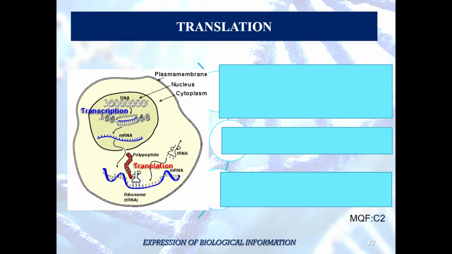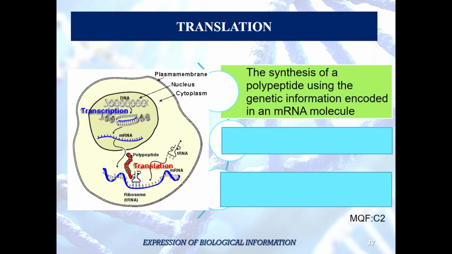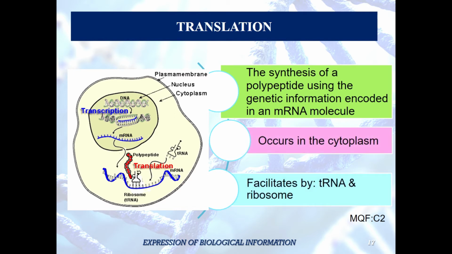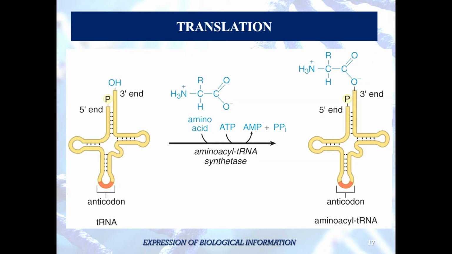Now, we are going to learn further about translation. Translation is a process of synthesizing a polypeptide using the genetic information encoded in an mRNA molecule. The process occurs in the cytoplasm and is facilitated by tRNA in the ribosome. But before translation can take place, each amino acid has to be matched with the correct tRNA by a specific enzyme called aminoacyl tRNA synthetase. This process is known as activation of amino acids.